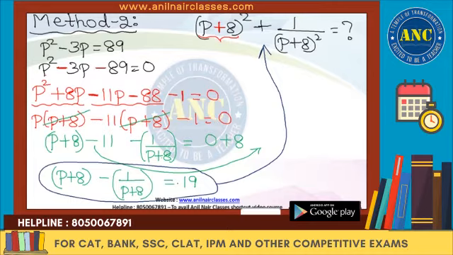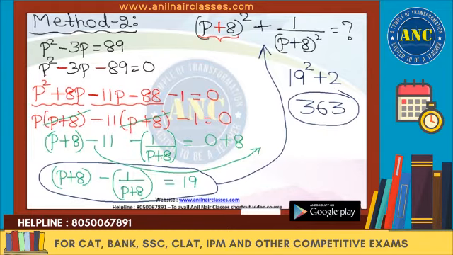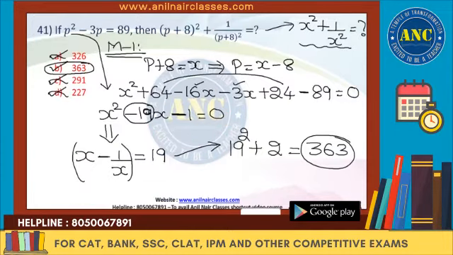This is nothing but k square plus 2. The answer is 19 square plus 2. 361 plus 2 is nothing but 363. Apply method 1, apply method 2. Both the methods will give you the same answer. So it is completely your responsibility to decide which method is comfortable for you to apply.